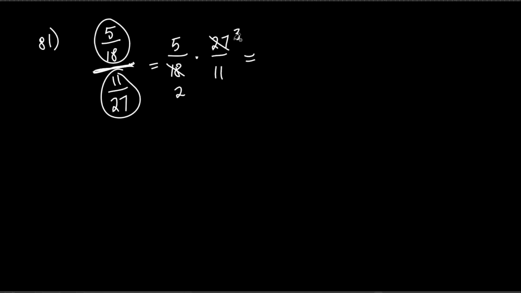Does 2 go into anything up here? Does 11 divide into anything? Nope. So we just multiply straight across, which is 15 over 22, and that would be our answer. Make sure you simplify. You always need to simplify when I give you something like this.